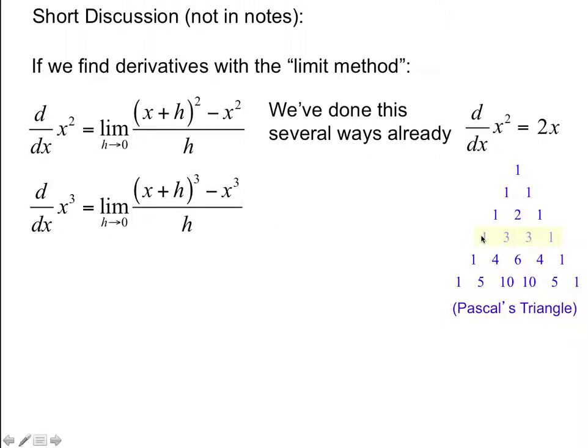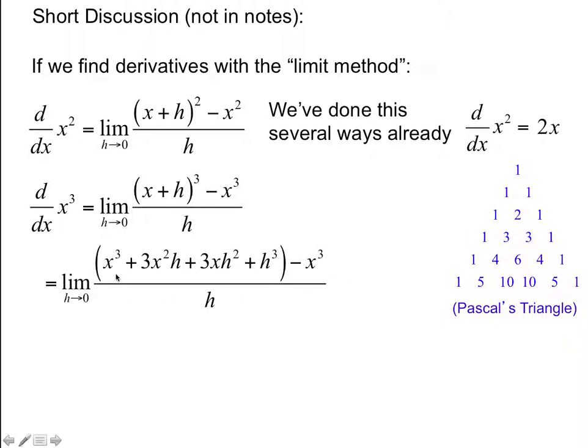Pascal's triangle gives me the coefficients for each term. So we have 1x cubed plus 3x squared h plus 3xh squared plus h cubed. So that's how we use Pascal's triangle to expand stuff quickly. Minus x cubed, over h.